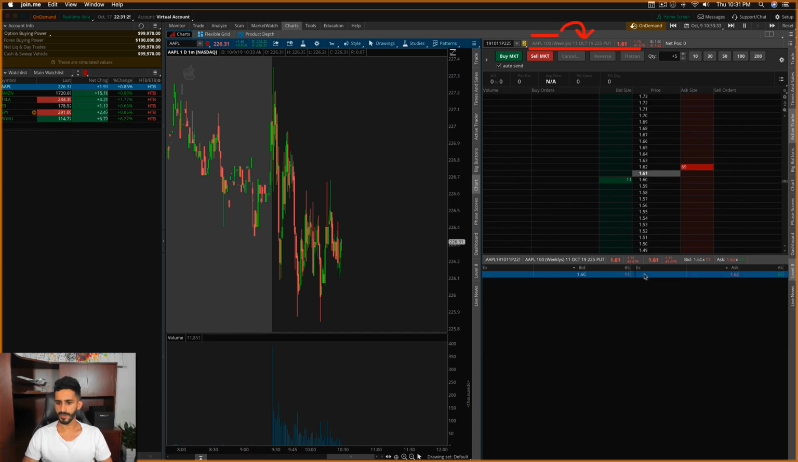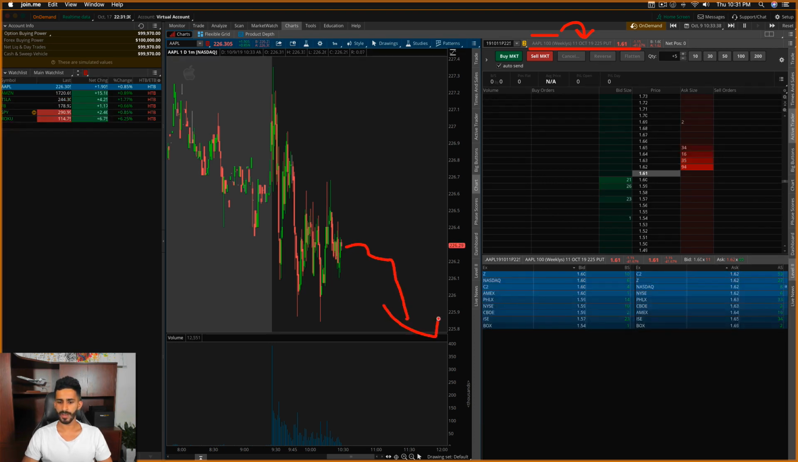Same concept, have the buyers and the sellers for the puts. Remember, if the stock's price goes down, my premium goes up. So all I have to do here is buy puts. So let's say I want to buy 50.